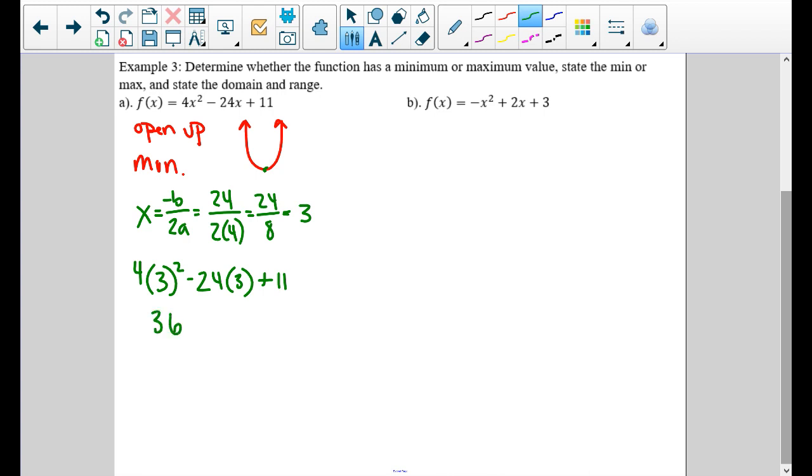Again, you can just plug it in a calculator. 24 times 3 is 72. So 36 minus 72 is negative 36. Negative 36 plus 11 is going to be negative 25. So negative 25 is my y. So my vertex is 3, negative 25.